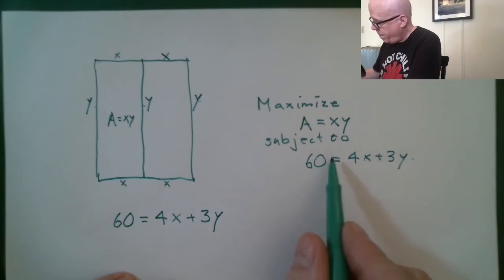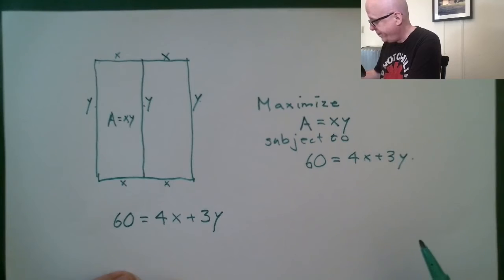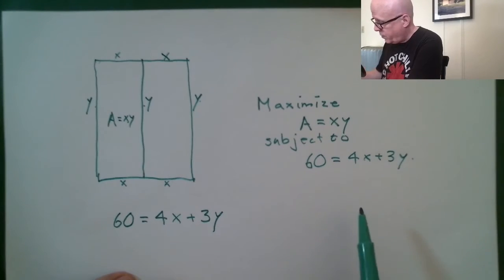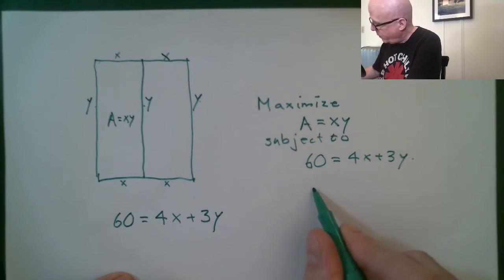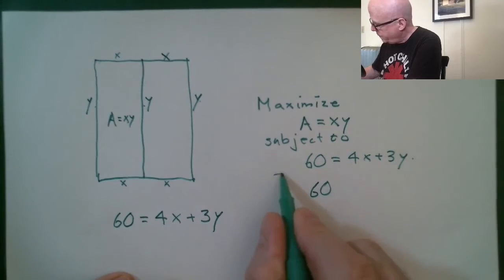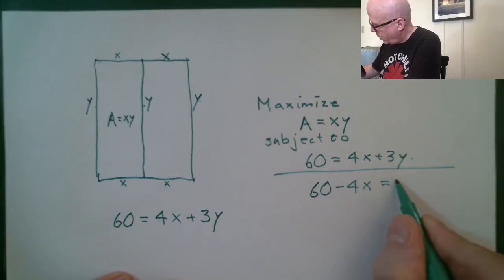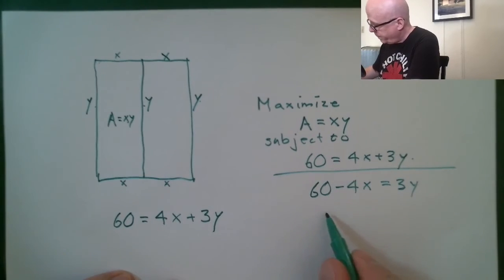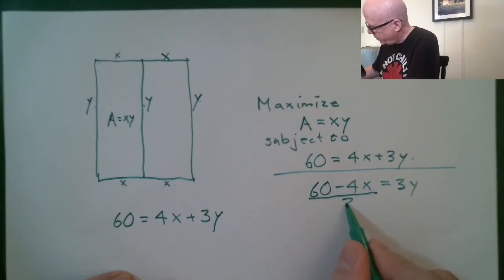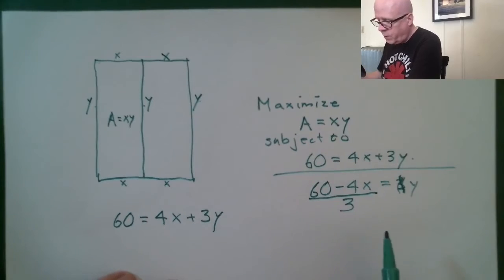Now that constraint is less easy to solve for one of the variables, but you can do it. If it's a toss-up which one is easier to solve for, I'll solve for y, just because. So let's see, we'd have 60 minus 4x equals 3y by subtracting 4x from each side, and then just divide by 3. So y is 60 minus 4x over 3.